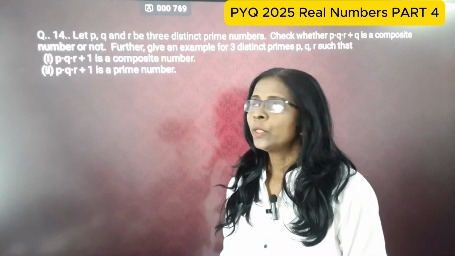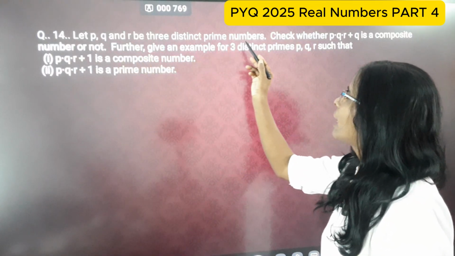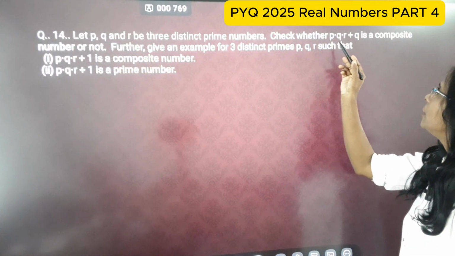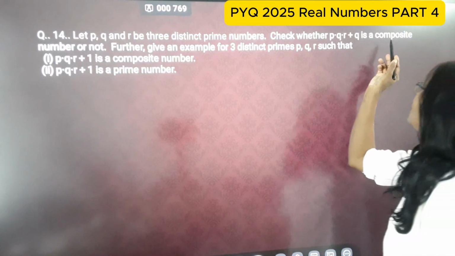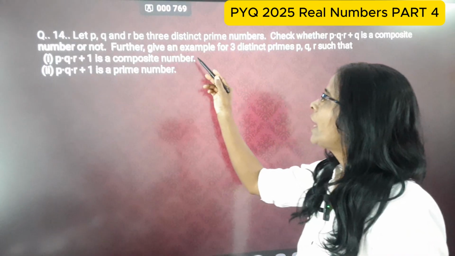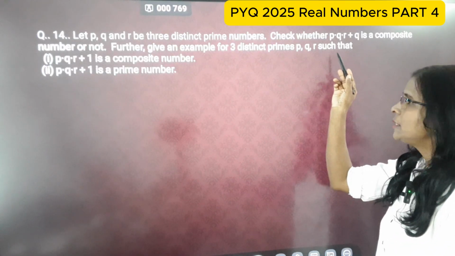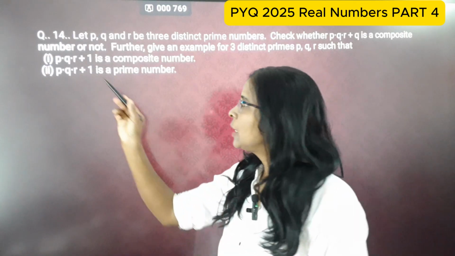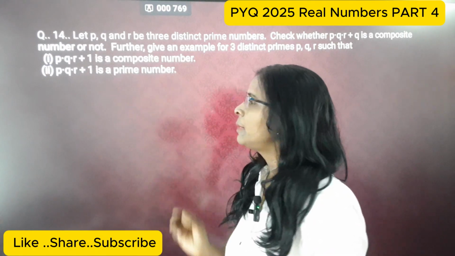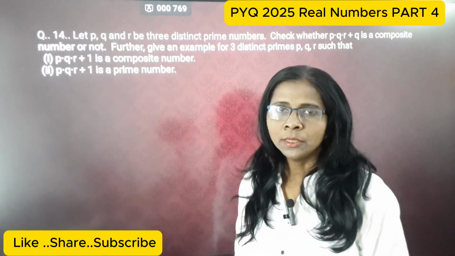Next example, students. Let P, Q and R be three distinct prime numbers. Check whether PQR plus Q is a composite number or not. Further, give an example for three distinct primes P, Q, R such that first, PQR plus 1 is a composite number; second, PQR plus 1 is a prime number.